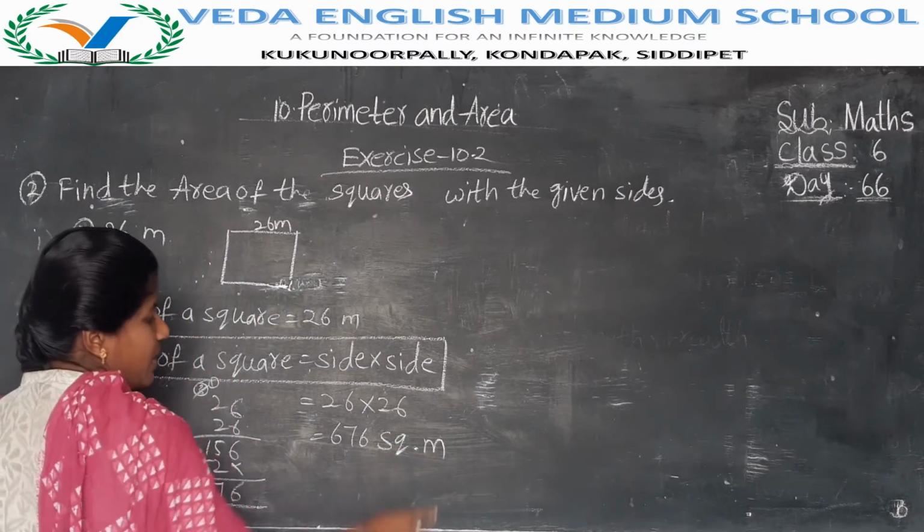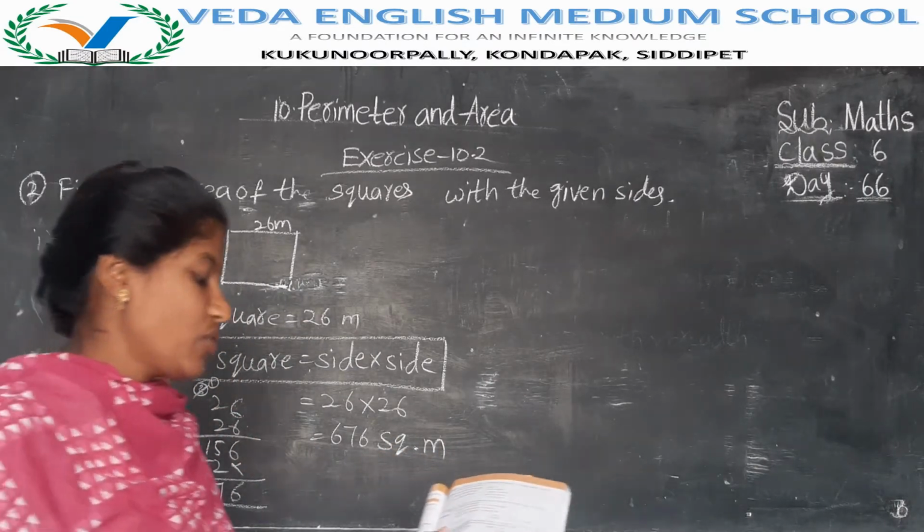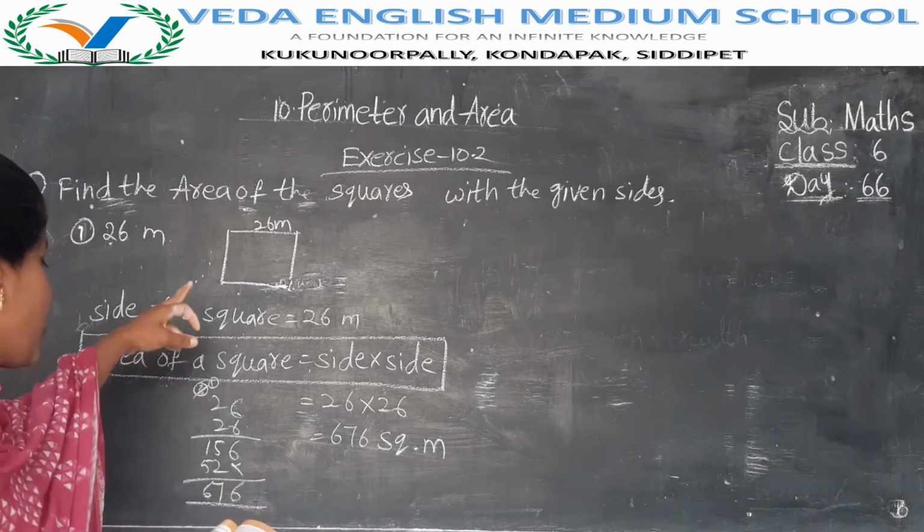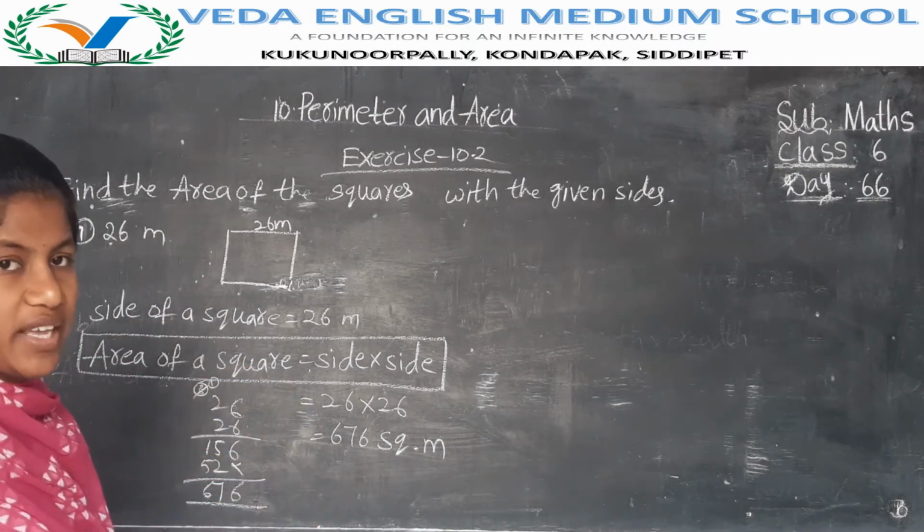Square meters, you have to write. So for the remaining three problems, you have to draw the square and find the solution like this only, as it is. Okay.